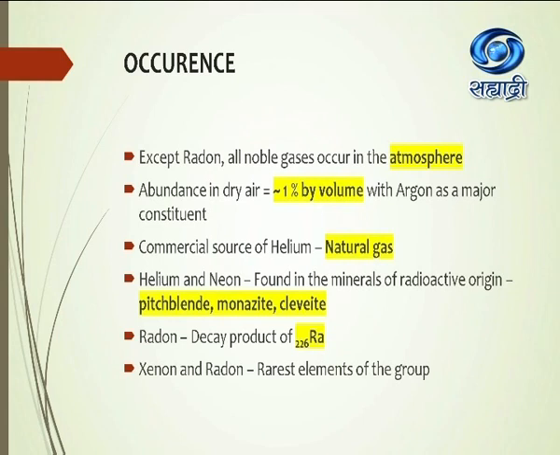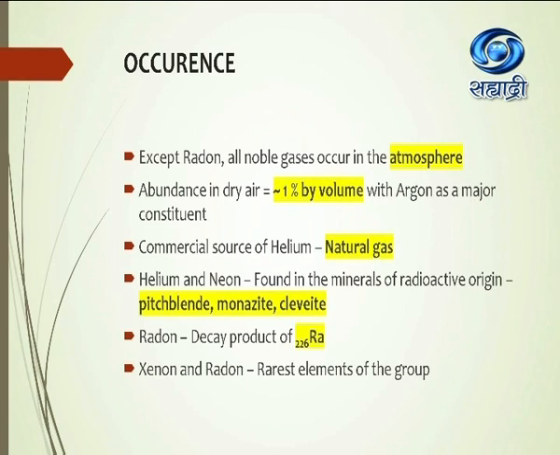Now, what is the occurrence of these group 18 elements? Except radon, all noble gases occur in the atmosphere. So abundance in the dry air is approximately 1% by volume. That means all noble gases except radon, they occur in dry air and just 1% by volume as the composition. In that also argon is the major constituent. So remaining gases are present in very small amount.